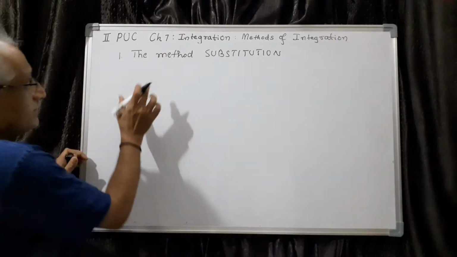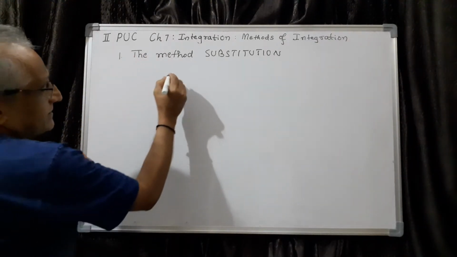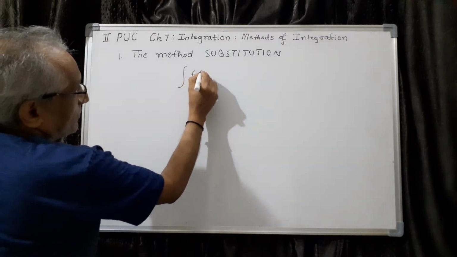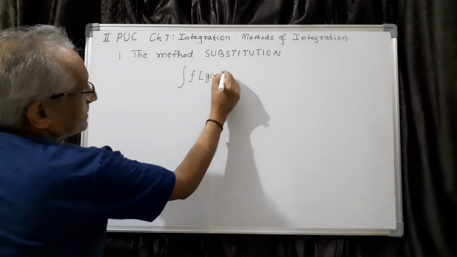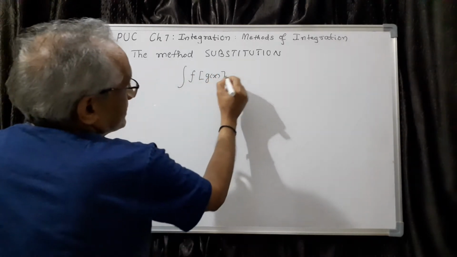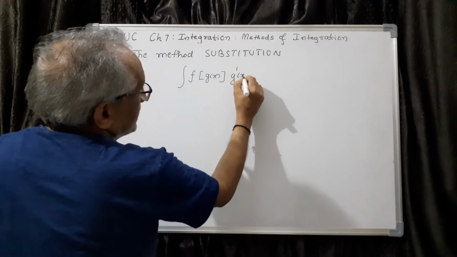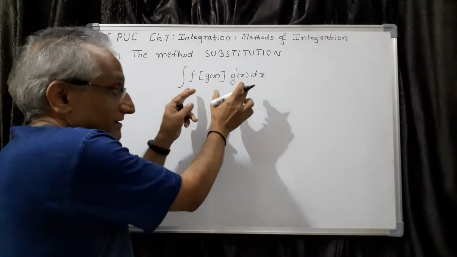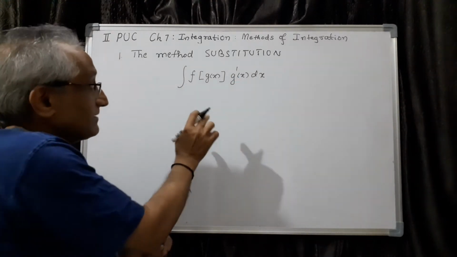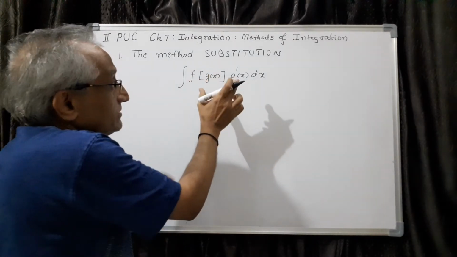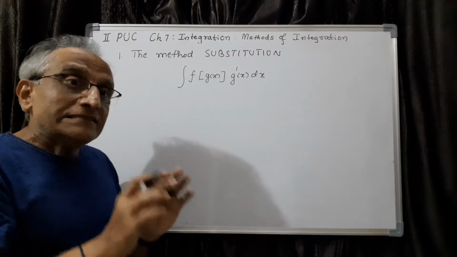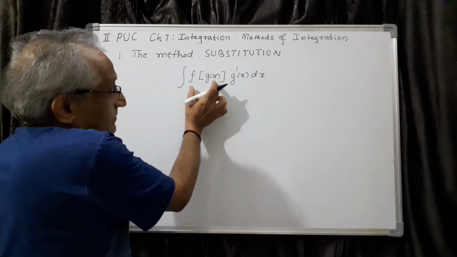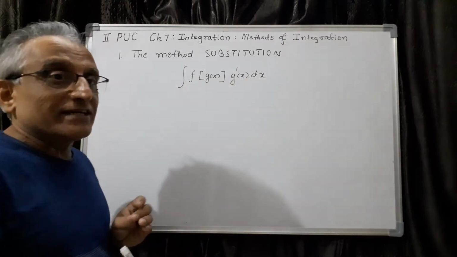Whenever the substitution method is required, the given integral will be something like this: f of g of x. That means the integrand is a composite function. Then it will be given here g dash x dx. All the substitution method problems normally will be like this. Of course, there are some exceptions where even if this is not a composite function, we can use the substitution method. In general, the given integrand will be a composite function, and whenever this composite function is given, g dash x must be given, then only we can use it.